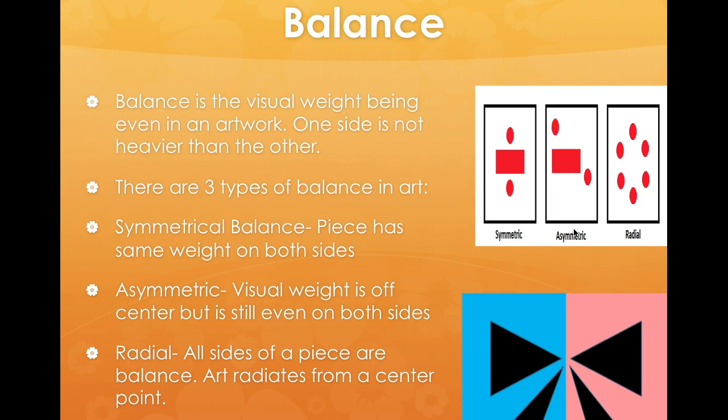Radial balance is where all the parts of the artwork radiate from a center point. So in this piece, the point would be right here, and all the circles go towards that middle point.